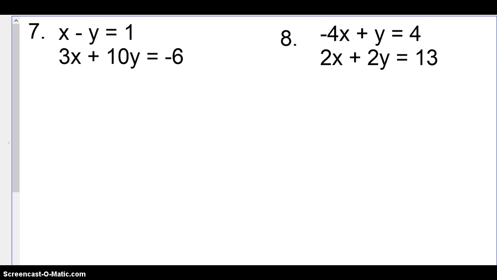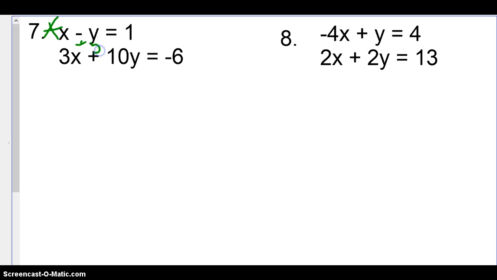So number 7, I got 7 and 8 written down now. 7 says x minus y equals 1 and 3x plus 10y equals negative 6. When I look at that, there's a problem. Neither of them are solved for x or y, so I've got to get one solved for x or y. I'm going to pick this top one right here, and I'm just going to solve it for x so we don't have to deal with negative signs.